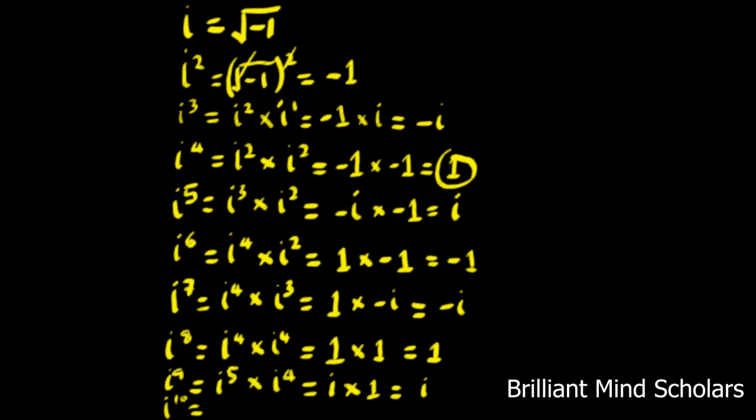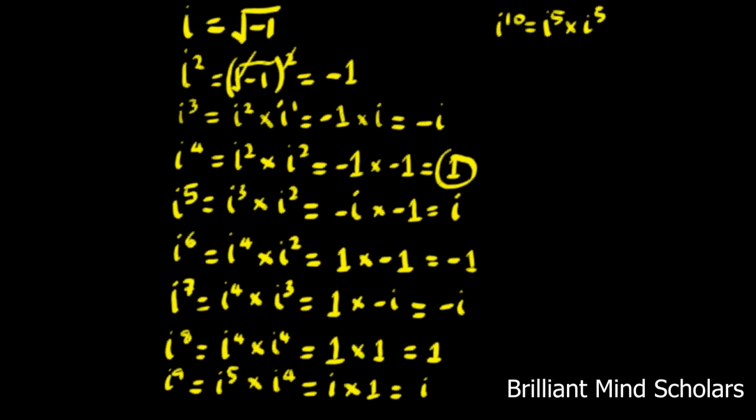I raised to power 10 now will give us I raised to power 5 times I raised to power 5, right? Let me move this upward. We will not have enough space to work here. So we have I raised to power 10 gives us I raised to power 5 times I raised to power 5.